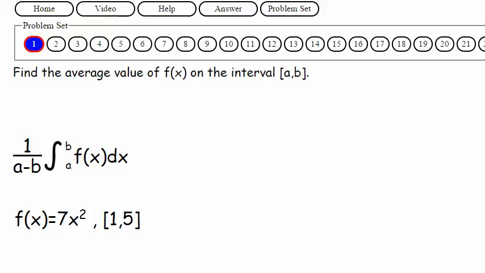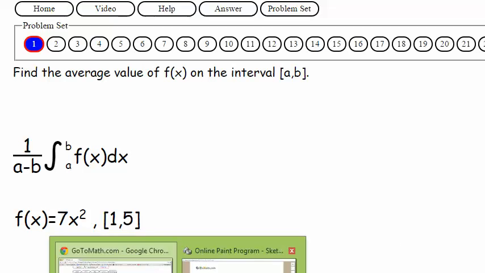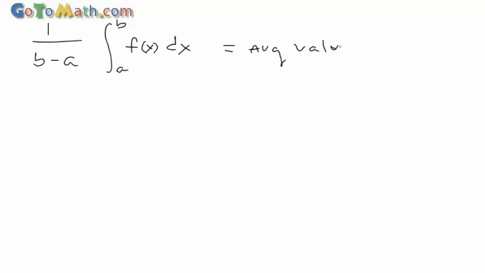Okay, what are we doing? Let's go back to the whiteboard. Anyway, I didn't write this out last time. Let me go ahead and write this out. 1 over b minus a, the integral from a to b of f of x dx, right? The average value. And so our f of x, I guess I could write bigger, couldn't I? F of x is 7x squared, and we're in the interval between 1 and 5.